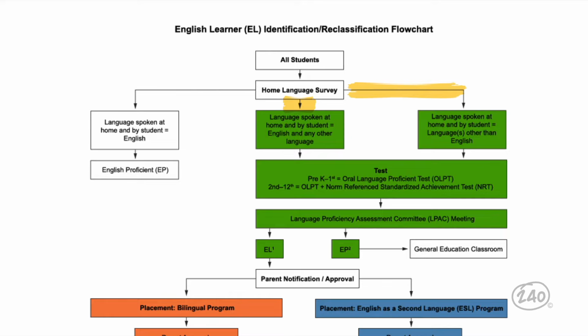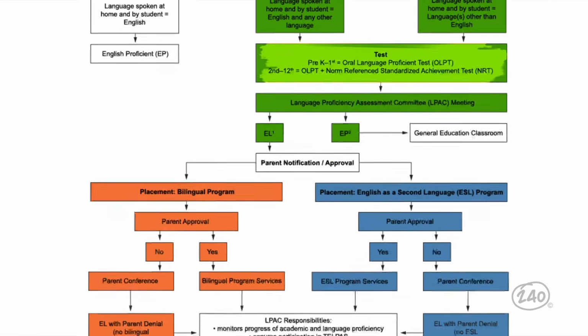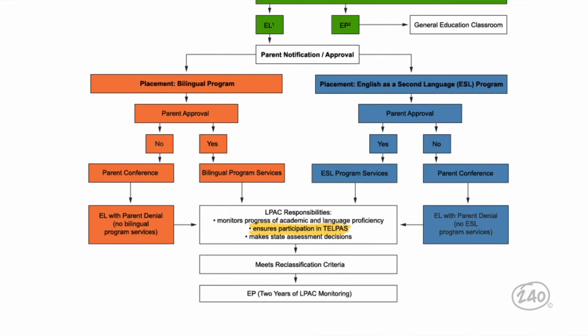Once it has been determined that a language other than English is spoken in the student's home, an assessment is given before a meeting is held to determine the student's placement. All students who are placed in a bilingual or ESL program in TExES also participate in TELPAS, which stands for the TExES English Language Proficiency Assessment System. It evaluates the English language development of limited English proficiency learners.